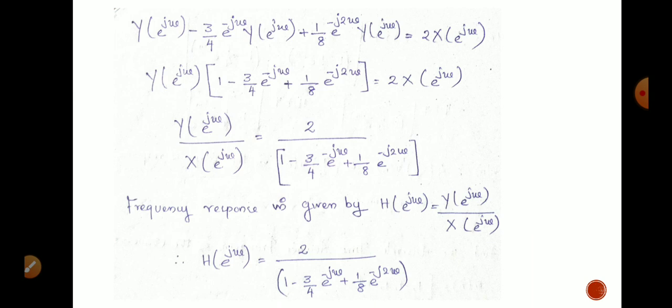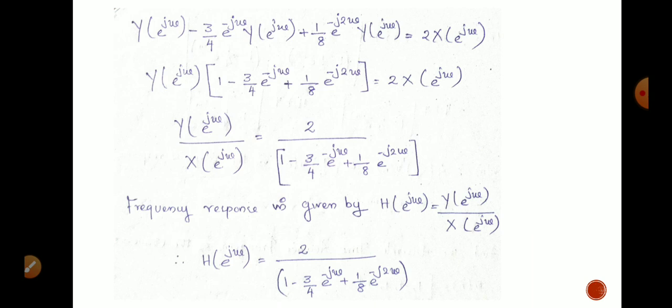Here Y of e raised to j omega is common in three terms on the left side of the equation. So we can take Y of e raised to j omega as common and rearrange this equation as Y of e raised to j omega into 1 minus 3 by 4 e raised to minus j omega plus 1 by 8 into e raised to minus 2j omega equal to 2X of e raised to j omega. Then we divide Y of e raised to j omega by X of e raised to j omega.